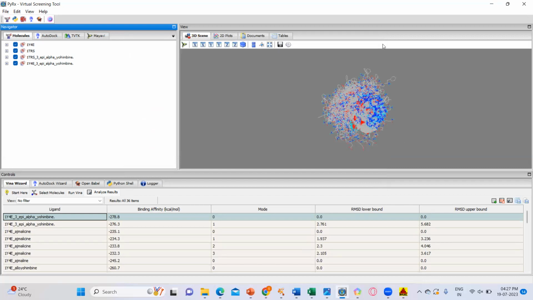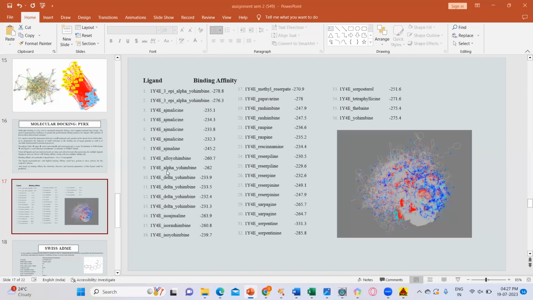This is the network obtained of the ligand and macromolecule. According to the table, we can see that minus 278.8 is the highest binding affinity that is obtained. So as a result of the molecular docking, we can say that 3-epi-alpha yohimbine with the 1Y4E gene will have the highest binding affinity and will have the potential of showing activity.